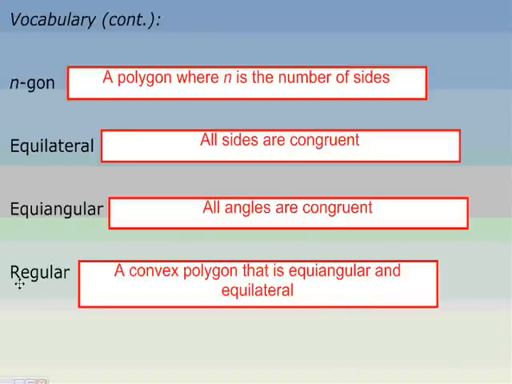And this word regular, it's such an ordinary word, and we use it all of the time, that we don't understand that it has a very special meaning in geometry, and it's the key to solving many problems. You've got to pick up on that word regular.